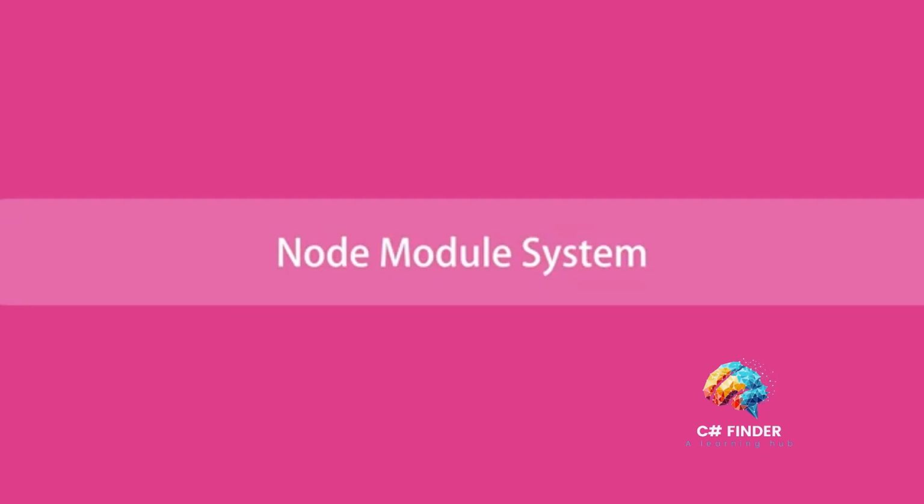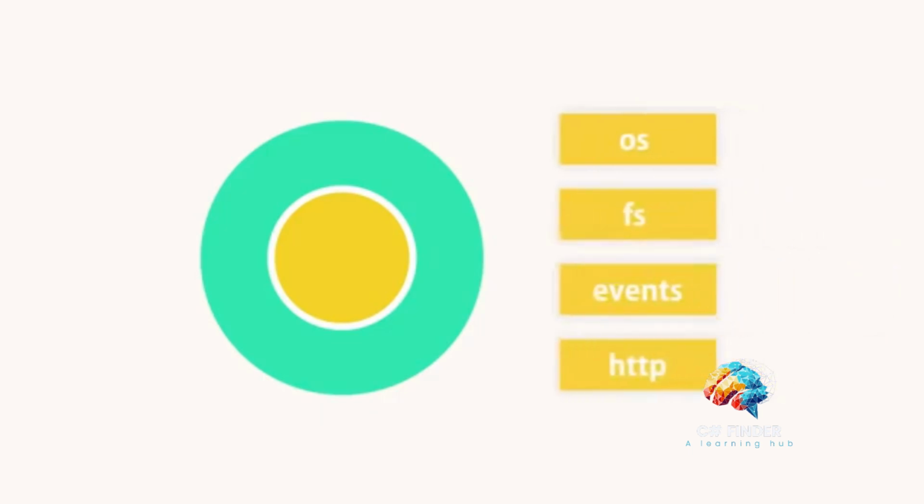In this section, we're going to look at the module system in Node. You will learn what modules are, why we need them, and how they work. Throughout this section, we'll explore a few of the modules built into the core of Node, such as operating system, file system, events, and HTTP. You will also learn how to create your own modules. Now, let's get started.